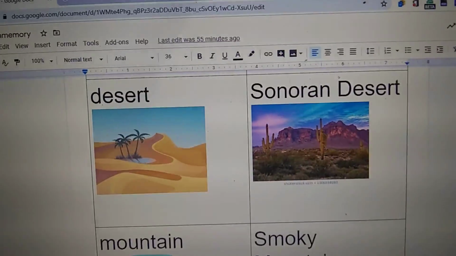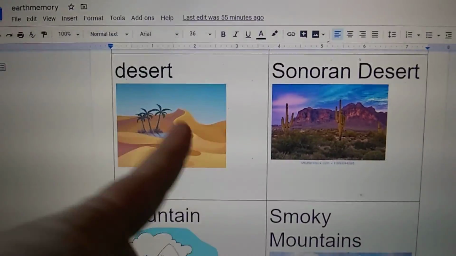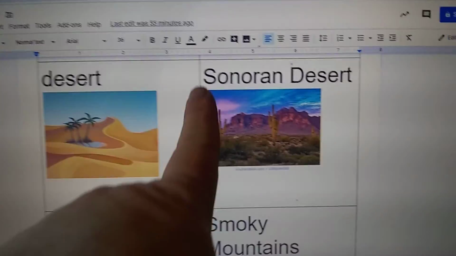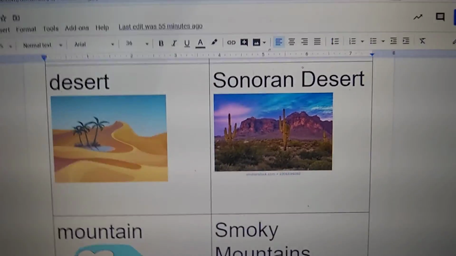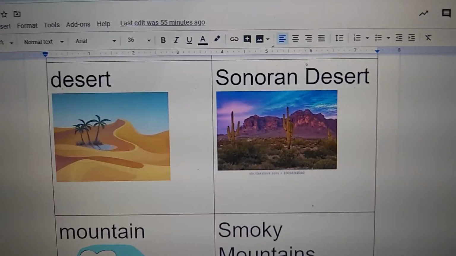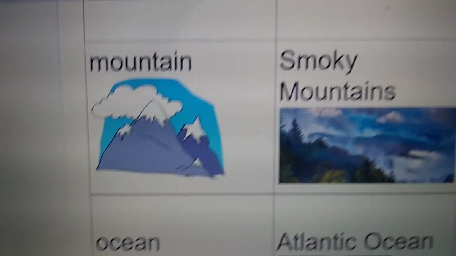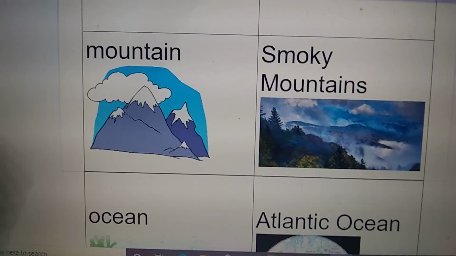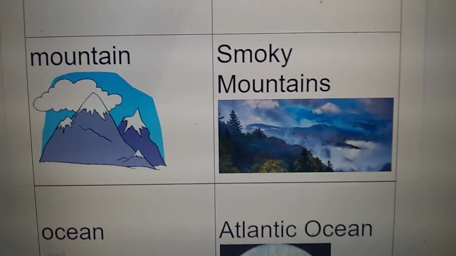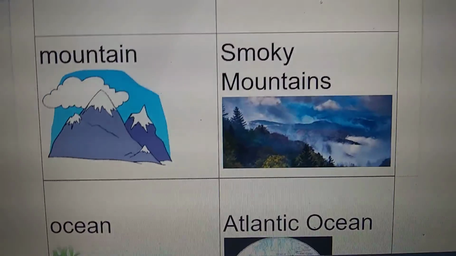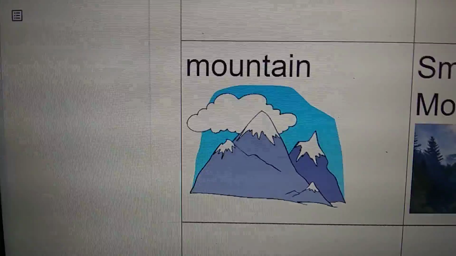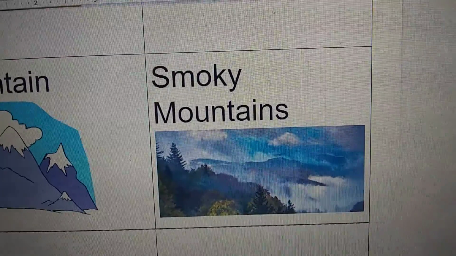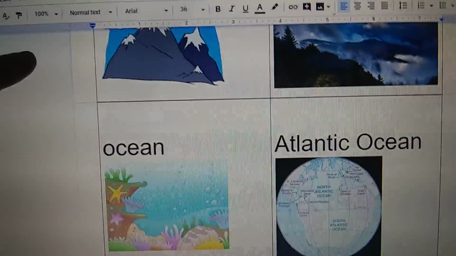Same thing for desert. What's the difference? If I'm just talking about deserts in general, it's a D. Sonoran Desert, which is a specific place, is a capital S and a capital D. Same for mountain. If I'm just talking about the mountains, lowercase m. If I name the mountains, I need a capital. Lowercase if I'm just talking about mountains. Uppercase if I'm talking about a specific group of mountains.